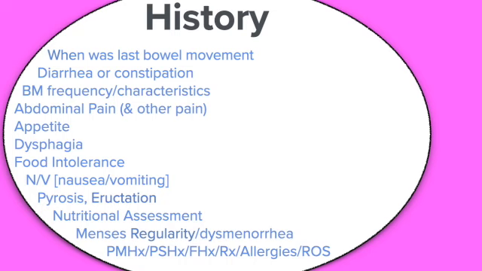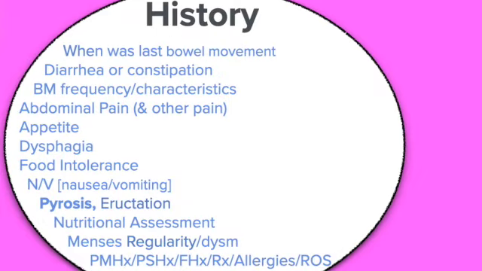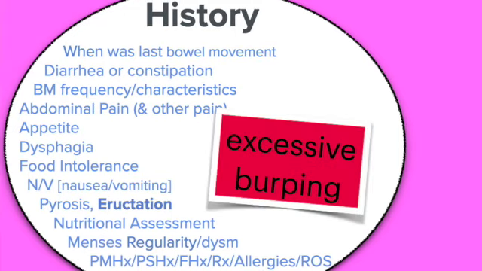What kinds of foods or liquids cause that reaction? Has this person had any nausea or vomiting? You should know the abbreviation N/V for nausea, vomiting. Has this person had any heartburn? The fancy $2 word for that is pyrosis, or a lot of unusual burping, more so than usual. Fancy word for that is eructation.